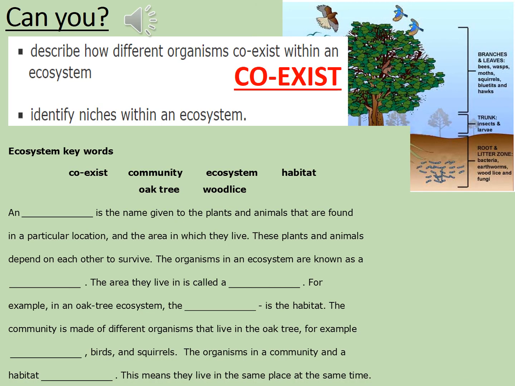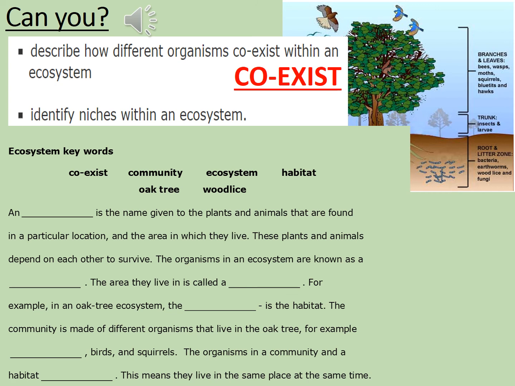So, for your assessment, you need to be able to describe how different organisms coexist within an ecosystem and identify niches within the ecosystems. So these will be sections where there are small food chains. So have a go at filling in these gaps. An is the name given to the plants and animals that are found in a particular location and an area where they live. These plants and animals depend on each other to survive. The organisms in an ecosystem are known as.